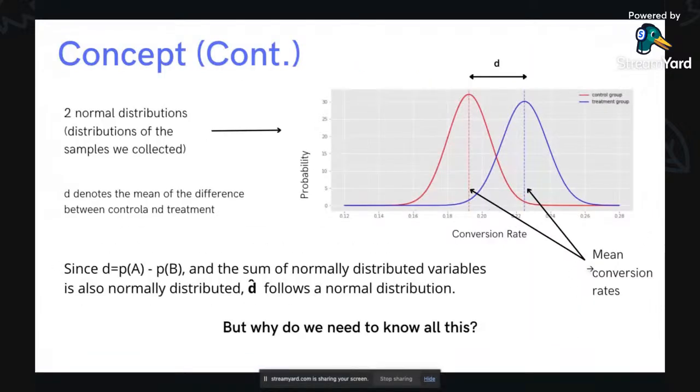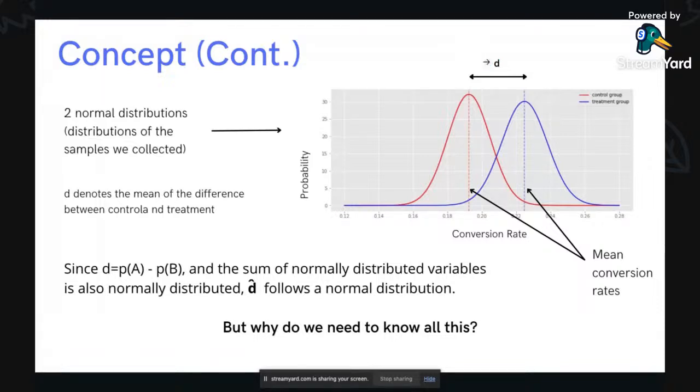So moving ahead for the concept, over here you can see two normal distributions. These two normal distributions are basically observed from the two samples that we took for our e-commerce website experiment. Suppose this is the control and this is the treatment. These would be the means of the samples that we took. This is the difference between them. And this is basically what we were referring to when we defined our null and alternate hypothesis.